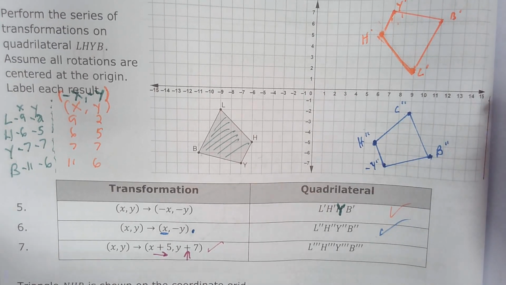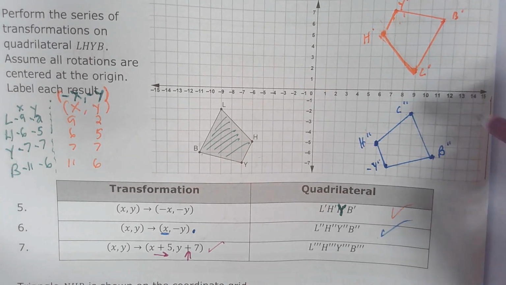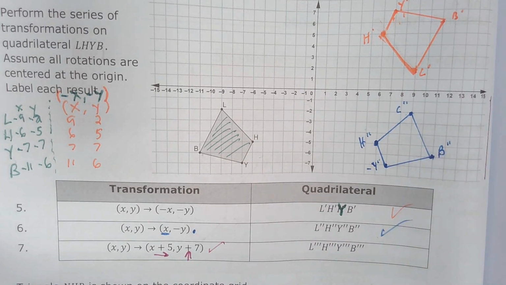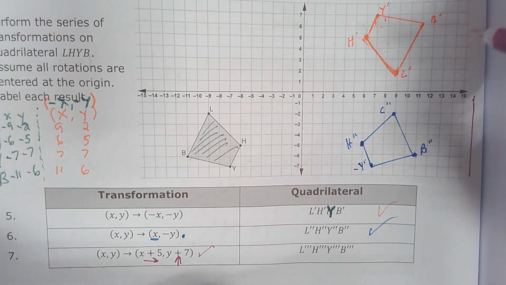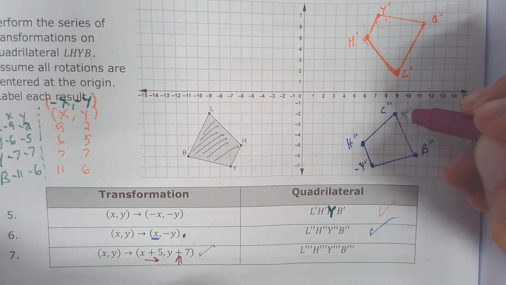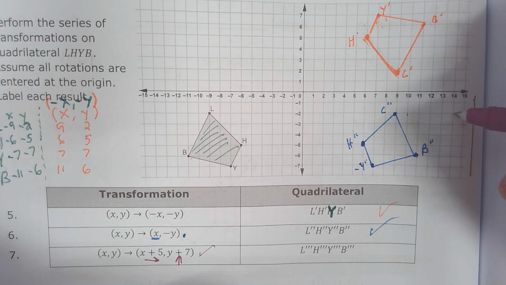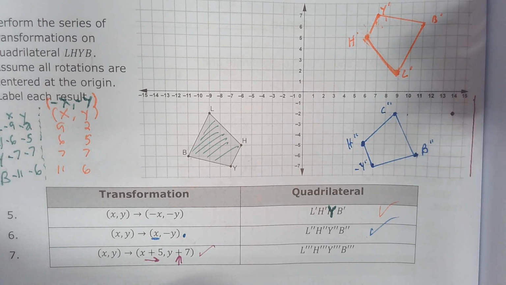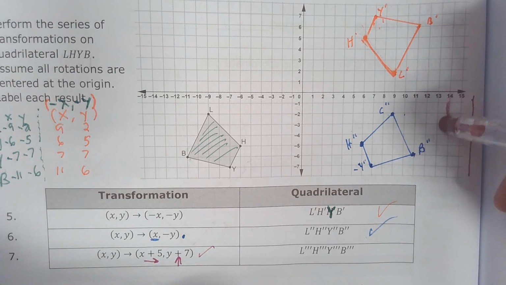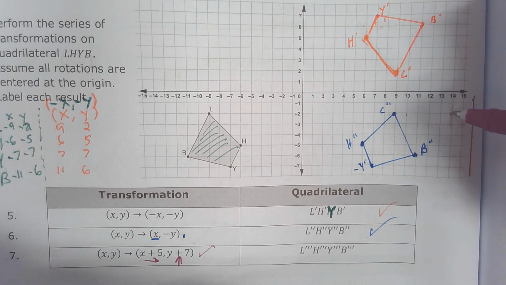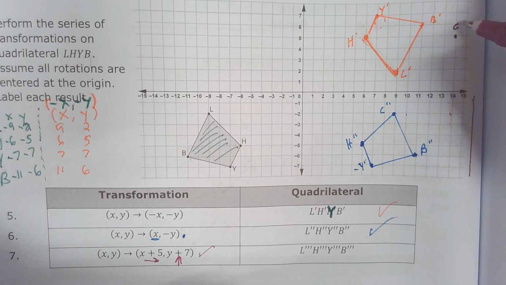But anyway, so we could go up and over. Okay, so that's our 5 and that's our 7. Now we're going to go ahead and move over 5, up 7. So we're going to add 5 to 9, and 9 plus 5 is 14. And then we're going to go up 7, 7 plus negative 2 is 5. So we're going to be right there with C prime. Make that C triple prime.